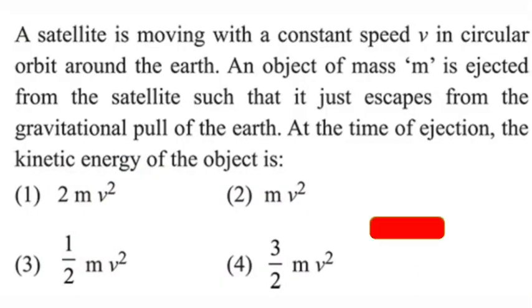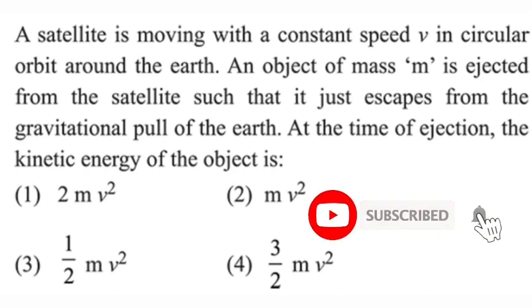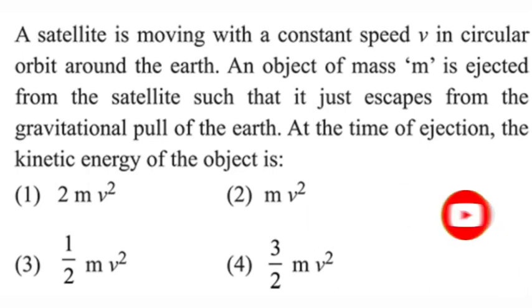The next question. A satellite is moving with a constant speed v in a circular orbit around the Earth. An object of mass m is ejected from the satellite such that it just escaped from the gravitational pull of the Earth. At the time of ejection, the kinetic energy of the object is: 1) 2 mv square, 2) mv square, 3) 1 by 2 mv square, 4) 3 by 2 mv square.